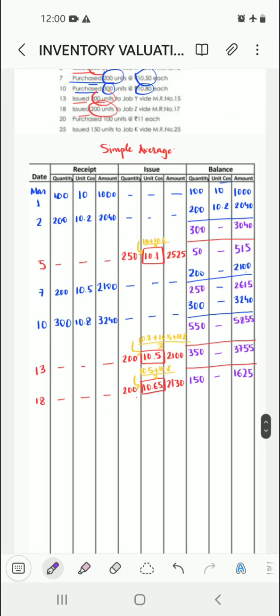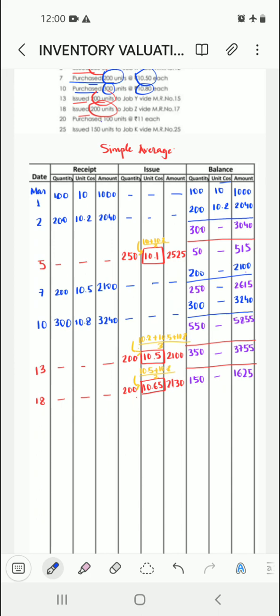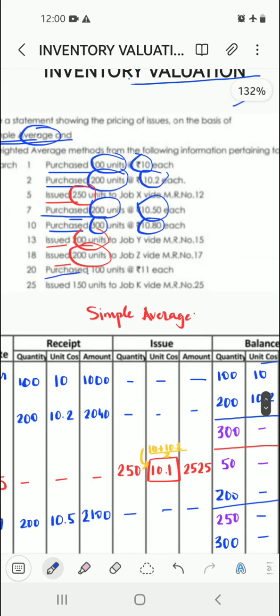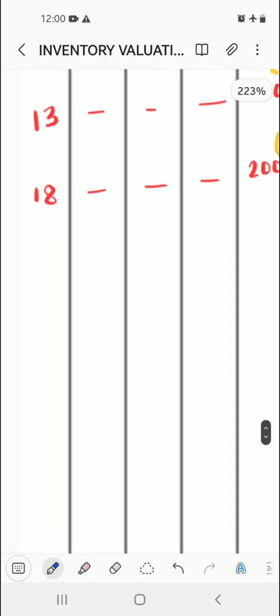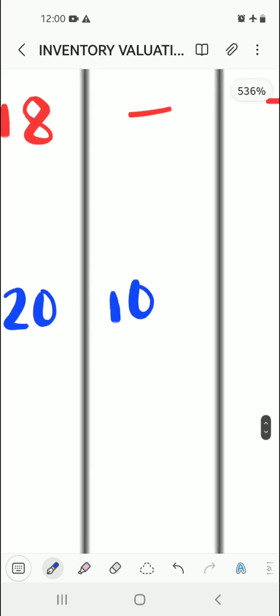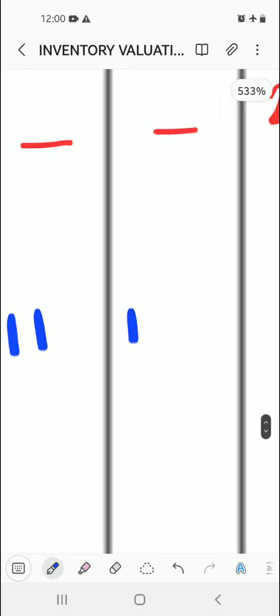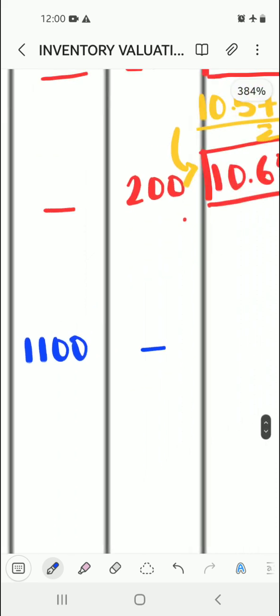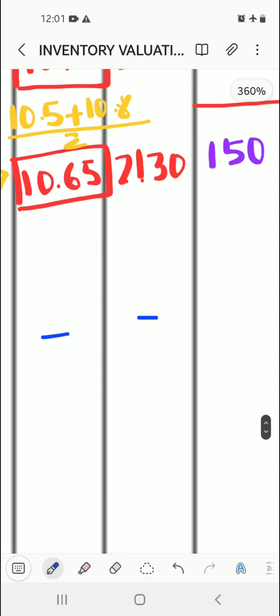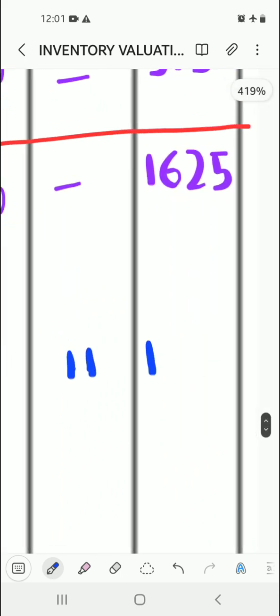We have got purchases on 20th. So purchase of 100 units for 11 rupees on 20th. So we'll make this entry here. On 20th, there has been a purchase of 100 units for 11 rupee per unit cost. So 11 into 100 is 1100. No issues on this date, so nothing to write here. And this entry we're going to copy over here as well. So 100 unit cost is 11. If we multiply it, we get 1100.